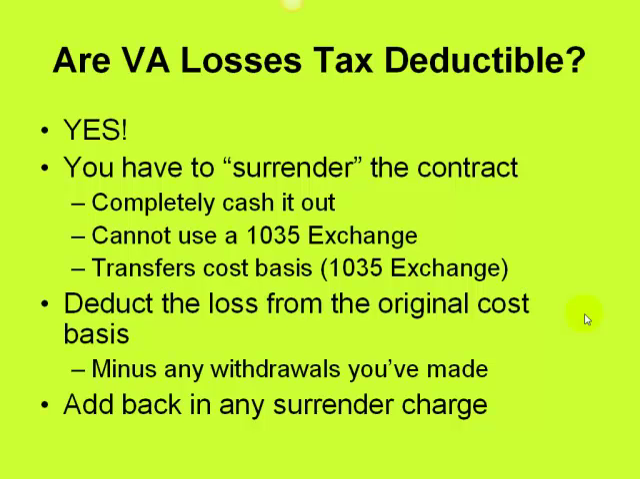Yes, they are. Here are some of the catches, though, to be able to deduct this loss. First of all, you have to surrender the contract. What this means is you have to completely cash out this contract. You cannot use a 1035 exchange and move it from one annuity to another. What happens if you do that is you actually transfer the cost basis and you're not able to deduct the loss. You're going to deduct the loss from the original cost basis minus any withdrawals that you've made, and you have to add back in any surrender charge that you paid to surrender the annuity contract.